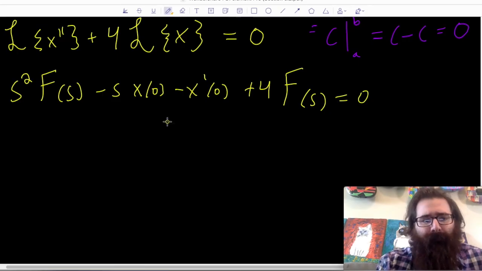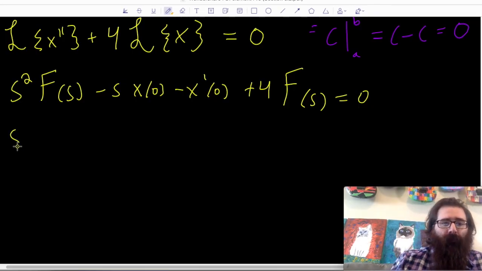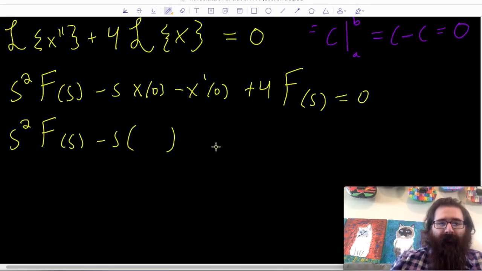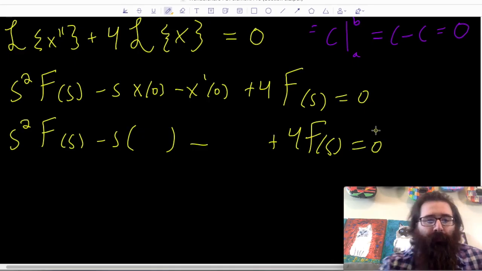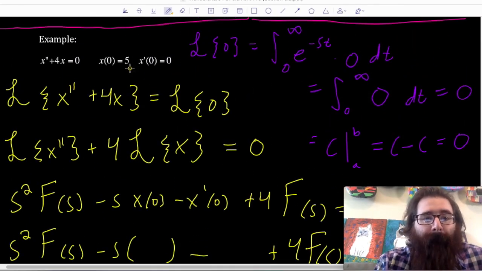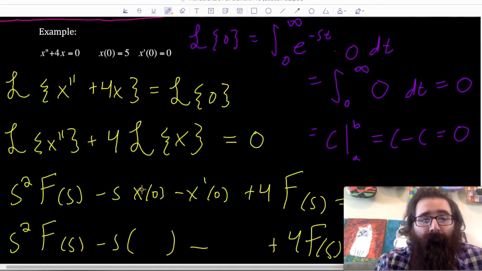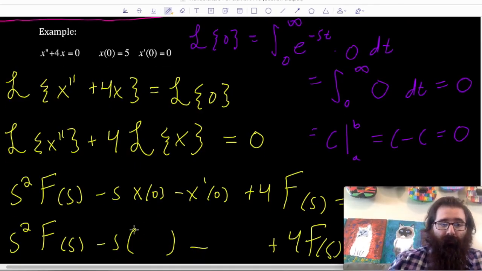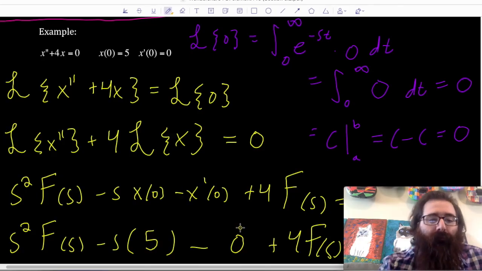Now what do I want to do next? I have initial values given, so I can plug them in for x at 0 and x prime at 0. So let me rewrite the rest. S squared big F at s minus s times, and then x prime will go there, and then plus 4 times big F at s equals 0. But what is x at 0 and x prime at 0? X at 0 is 5. So right here, x at 0, so minus s times 5. And then minus x prime at 0 is 0. So I just substitute those in.